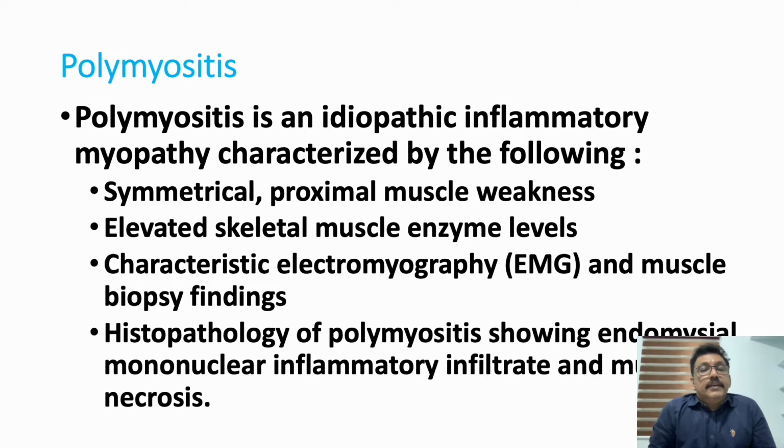So we have already discussed that it is symmetrical proximal muscle weakness. Muscle enzymes are elevated, like creatine kinase is highly elevated, and EMG is an investigation which can tell you where the problem is, whether it is in the muscle, or what type of muscle involvement is there. All these things can be picked up by electromyography, that is EMG. And muscle biopsy is very important. Sometimes muscle biopsy can show what type of pathology is going on in the muscle. That shows endomysial mononuclear inflammatory infiltrate and muscle necrosis in polymyositis.